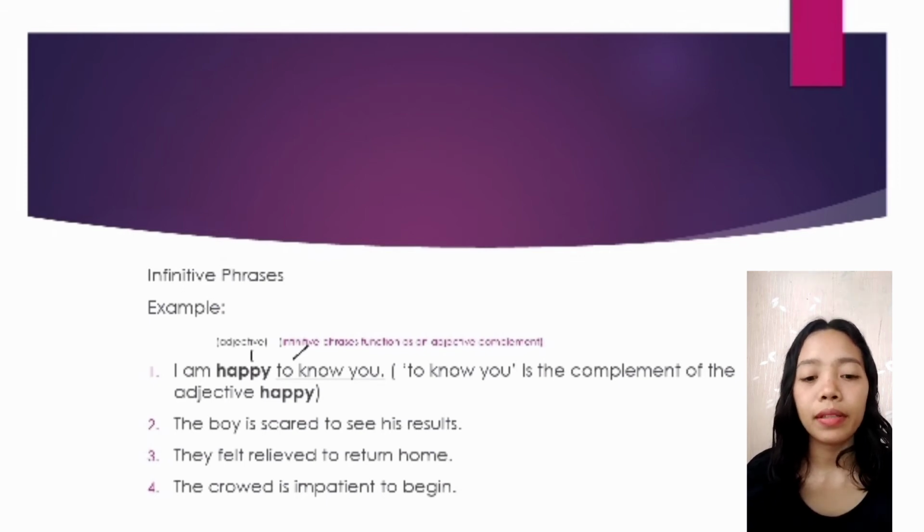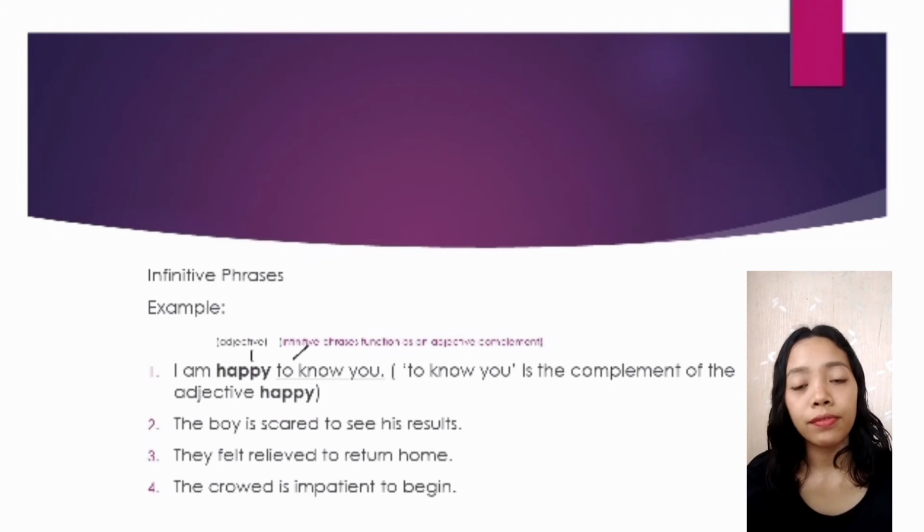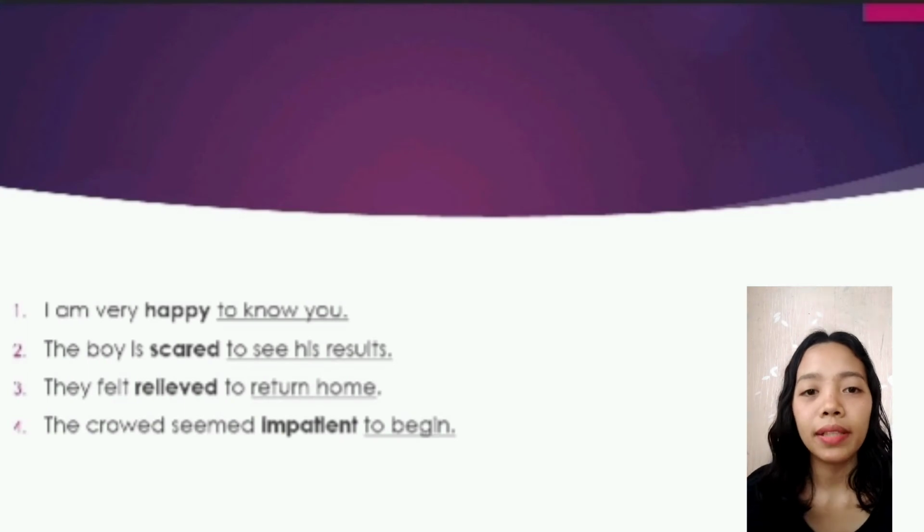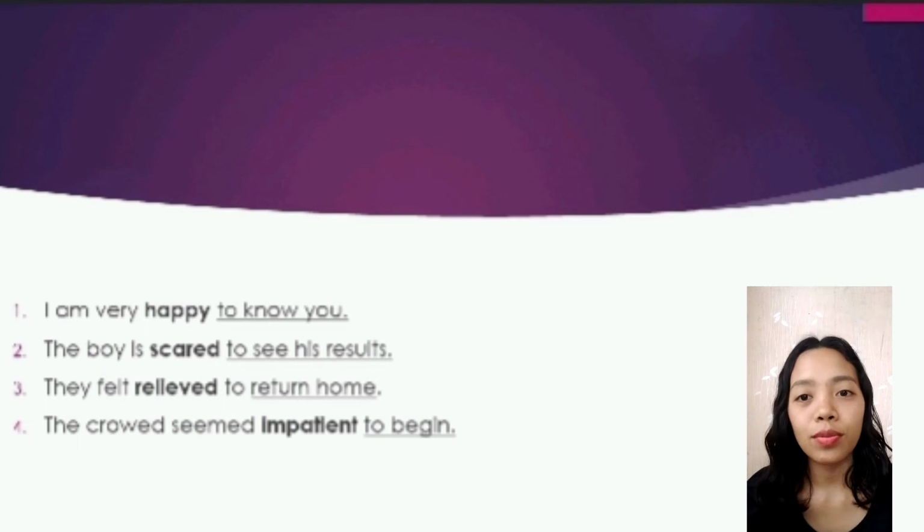So first example is, I am very happy to know you. So to know you is the complement of the adjective happy. So the adjective is happy and the infinitive phrase there is to know you. Example number 2, the boy is scared to see his results. To see his results there is an infinitive phrase acting as an adjective complement, while the adjective there is scared.